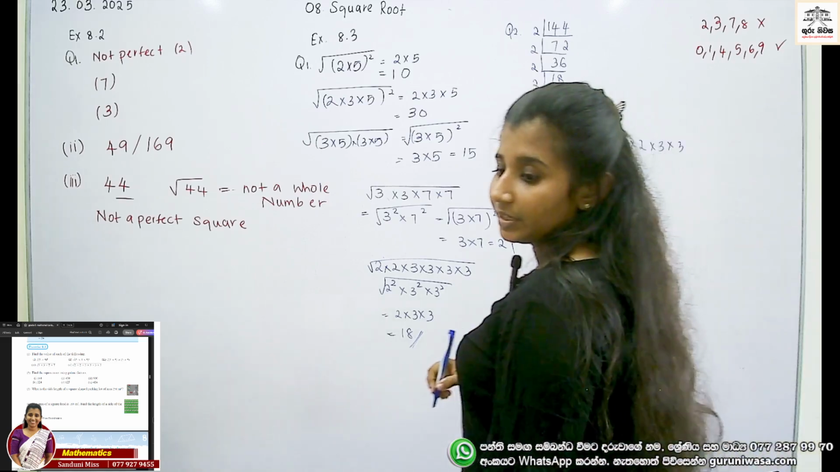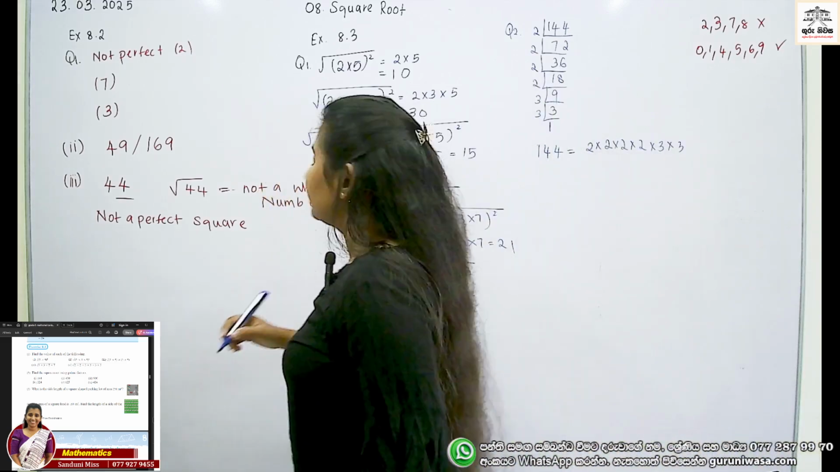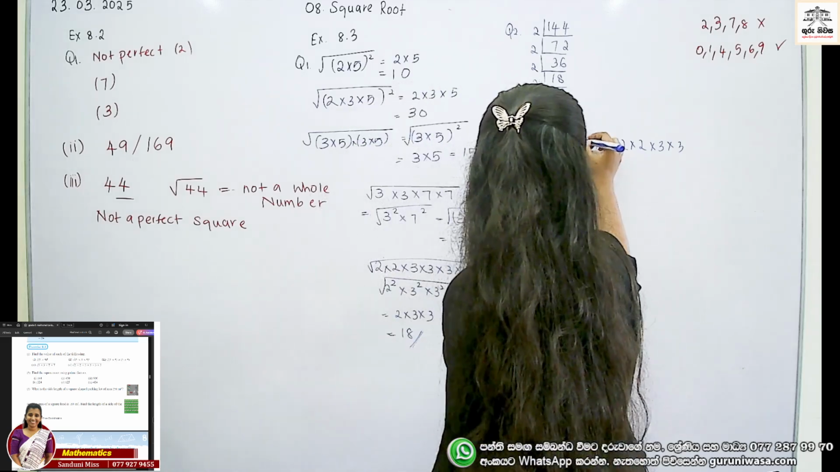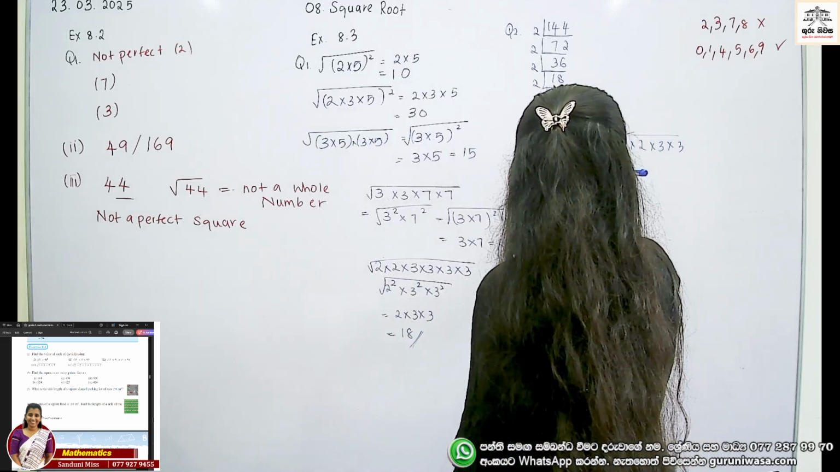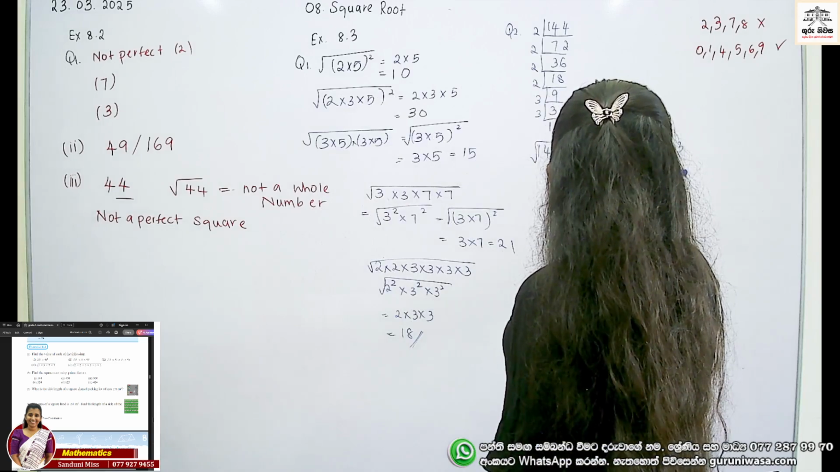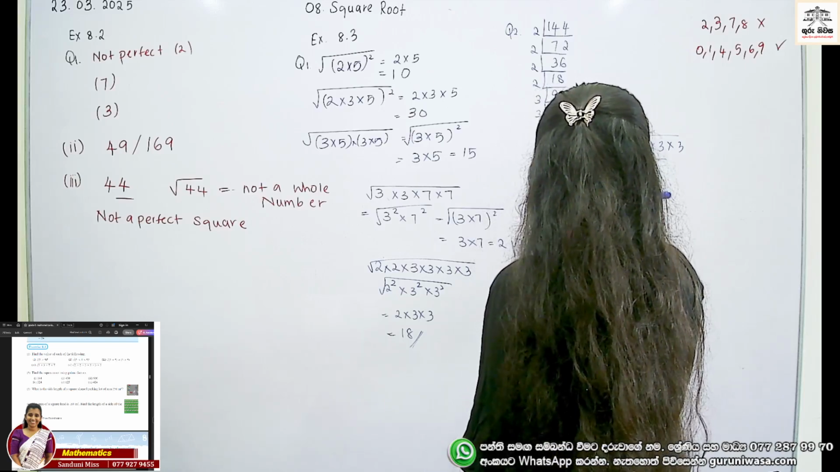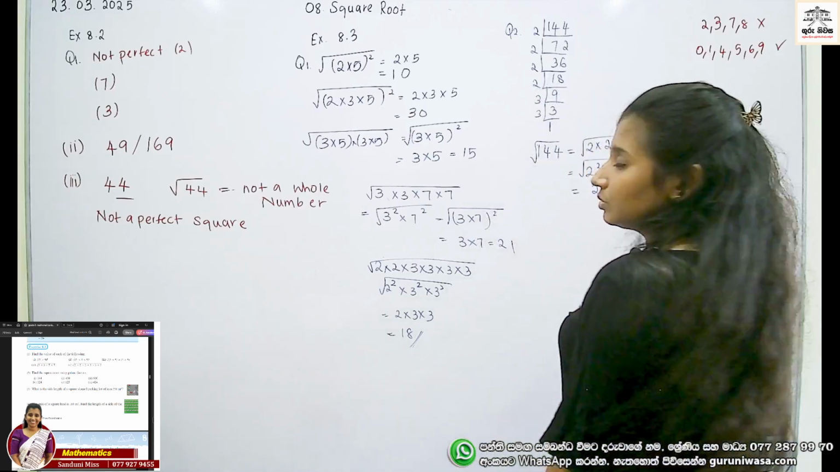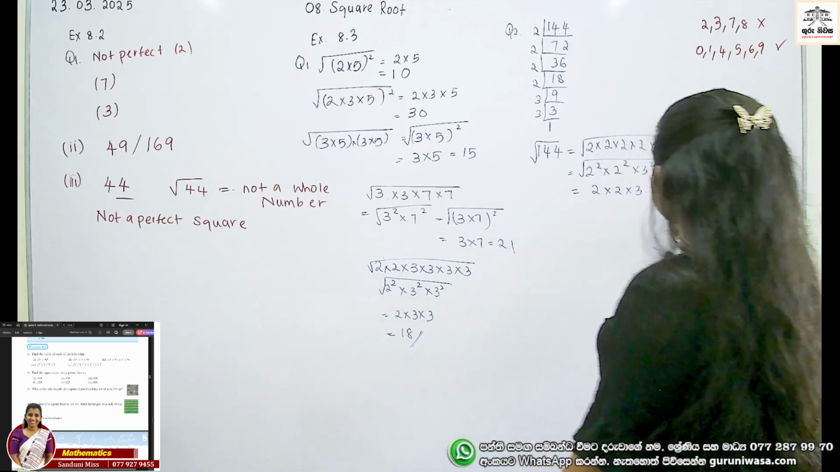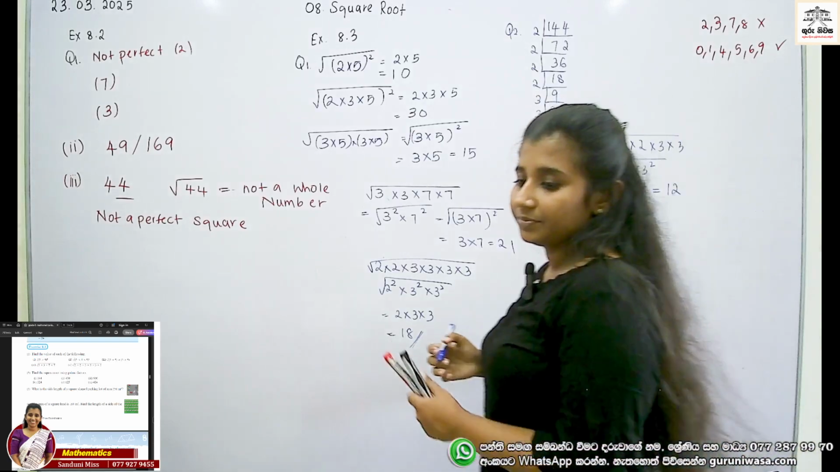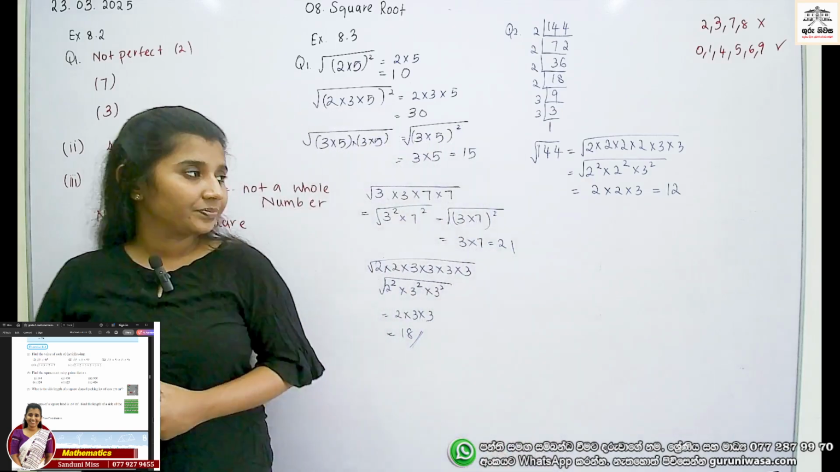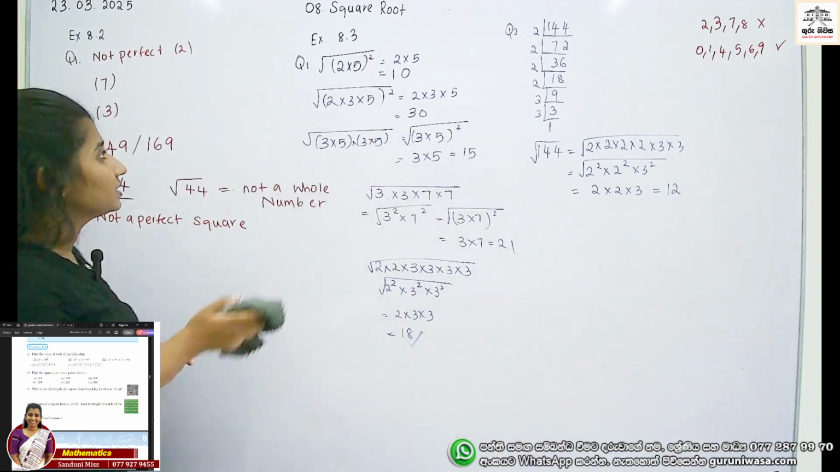So you need to find what? Square root of 144. 2 square, 2 square times 3 square. So finally you will be having 2 times 2 times 3 will be equal to 4 times 3, 12. Okay.